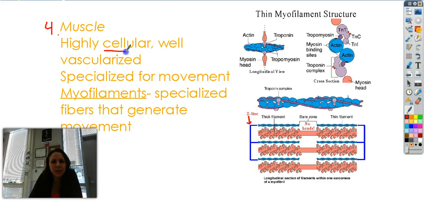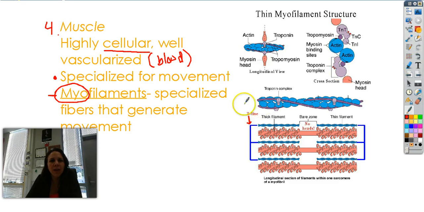Okay, the last one, the fourth type, muscle tissue. Highly cellular, means it has lots of cells in it. Well vascularized, I can say that word, which just means it has a lot of blood support, so lots of arteries, veins, and capillaries. And obviously we know this one is that they're very specialized for movement. All your muscles are used for moving something, moving your body, moving food, doesn't matter. But all of them are made out of myofilaments. Anytime you see the root MYO, that means muscle. Filament, kind of like the elastic fibers and collagen fibers, are just a long section of proteins. So these are specialized fibers that actually generate the movement.